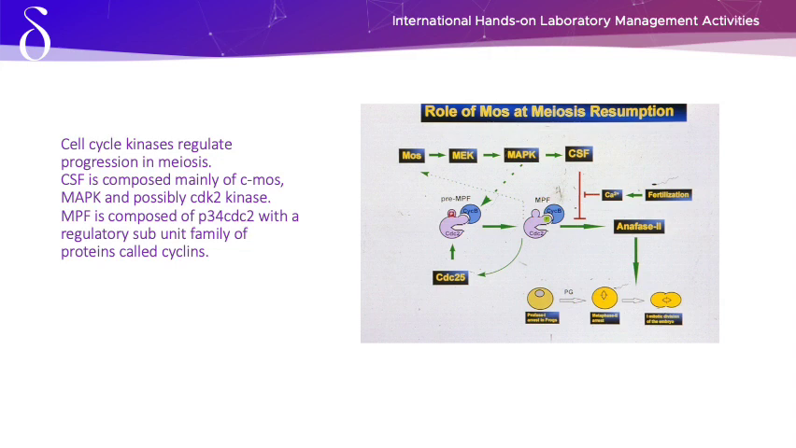So again, when we think of meiotic resumption, we should really imagine in our heads the complexity of this process, the topographical and temporal complexity, and how easily things can go wrong and lead to a bad meiotic resumption. As I said before, CSF is mainly composed of c-mos and MAP kinase, possibly other kinases such as CDK2. MPF, maturation promoting factor, is composed of P34cdc2 and a regulatory subunit family of proteins called the cyclins.